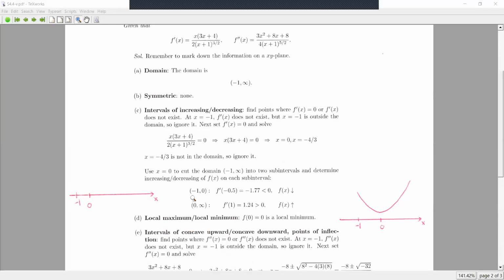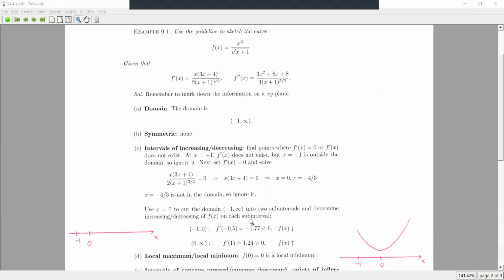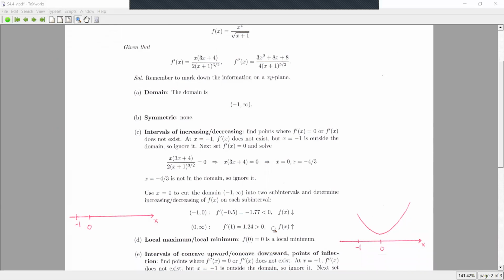Now, from -1 to 0, the graph is decreasing. Then from 0 to infinity, increasing. So the function has a local minimum at 0. The local minimum function value is the function value at 0. Plug in 0 for x, then the function value at 0 is 0. So 0 is a local minimum function value. Local maximum: there is none.